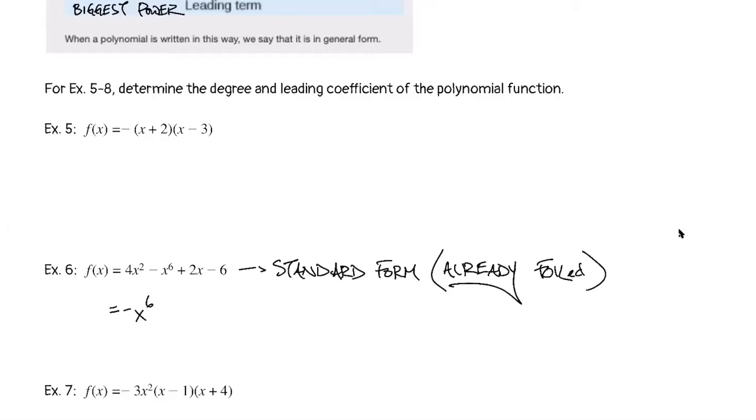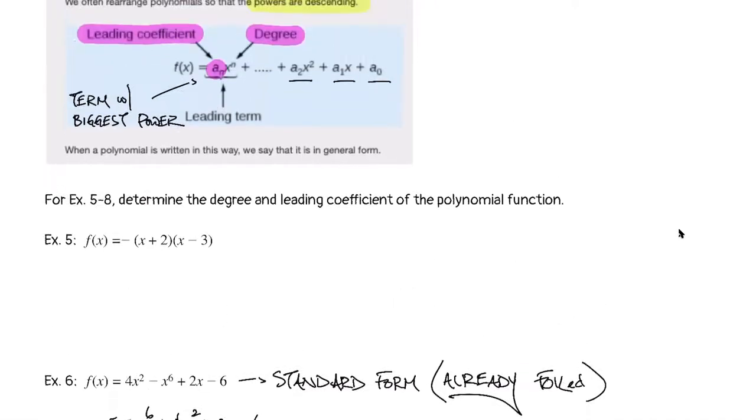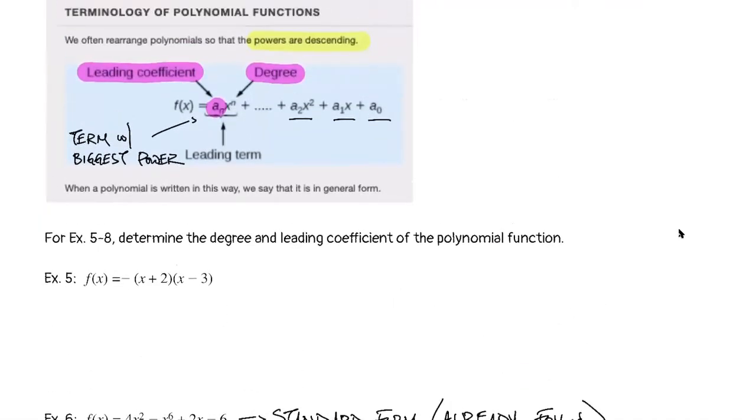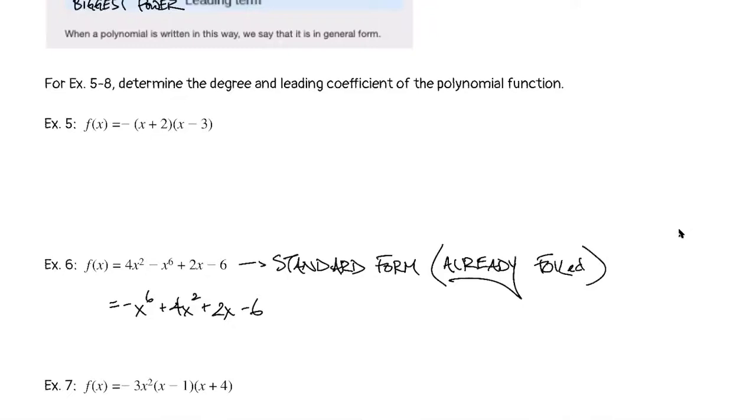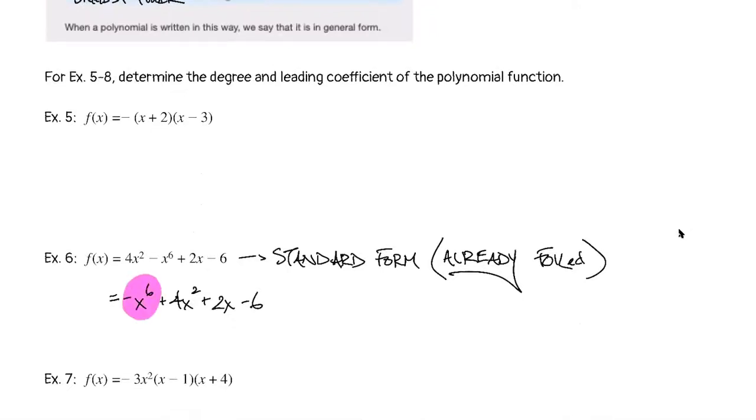Like if we line them up in order from the biggest term to the smallest term, positive 4x squared plus 2x minus 6. This is just lining them up in order, but really the one we're interested in is that leading term, the term with the biggest power. So this term tells us the degree and our leading coefficient. In this case, our degree is 6 because that is the power of the highest term in standard form.